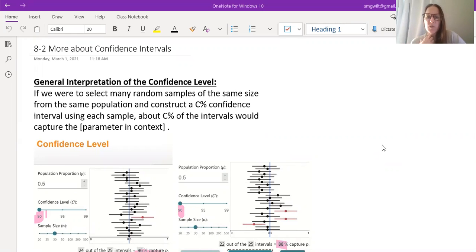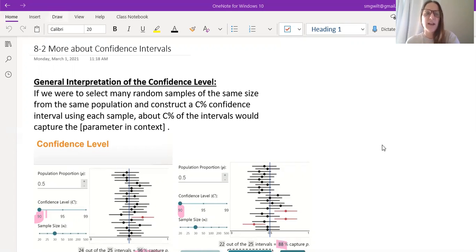In general, if I'm given a situation, they want us to find the appropriate interpretation of the confidence level. So they give us a sentence frame in the lesson. If we were to select many random samples of the same size from the same population and construct a C% confidence interval using each sample, about C% of the intervals would capture the parameter in context.